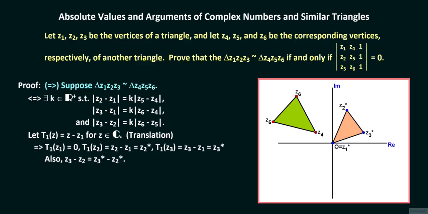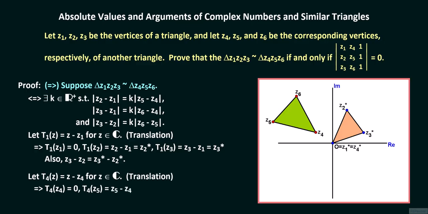We define another transformation T sub 4 of Z, which this time is Z minus Z4. T sub 4 of Z4 is also the origin, so the origin has another alias, Z4 star. T sub 4 of Z5 is Z5 minus Z4, which we call Z5 star. T sub 4 of Z6 is Z6 minus Z4, which we call Z6 star.